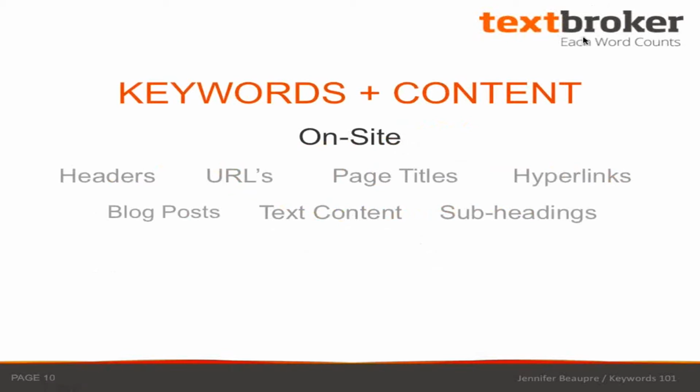So in your content, you have headers, you have URLs, you have page titles, you have hyperlinks, blog posts, the text, subheadings, metadata. You might have heard of all of these different areas. And we want to make sure that keywords are strategically placed in all of these different areas. Google is going to index the entire internet.